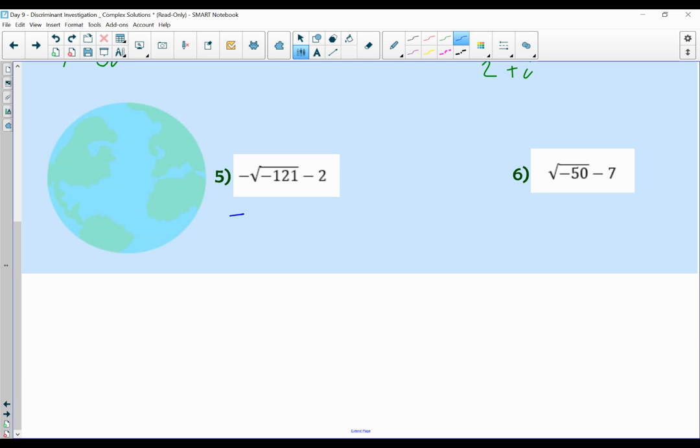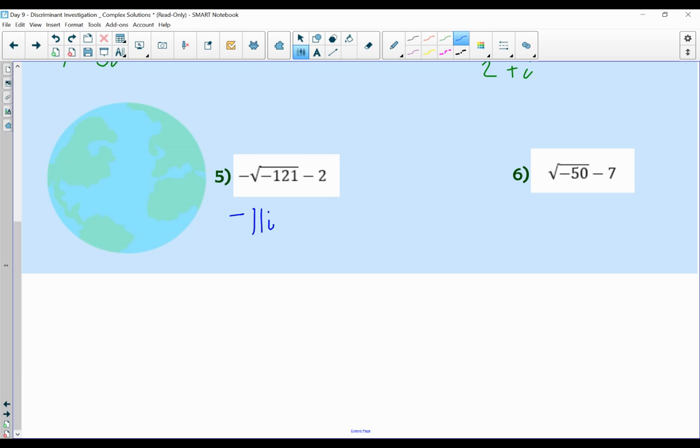I need that. Now I'm going to say, well, what's the square root of 121? Is it a perfect square? Try it in your calculator. Take the square root of 121. Spoiler alert, it is a perfect square. So the square root of 121 is 11. So that means the square root of negative 121 is 11i.